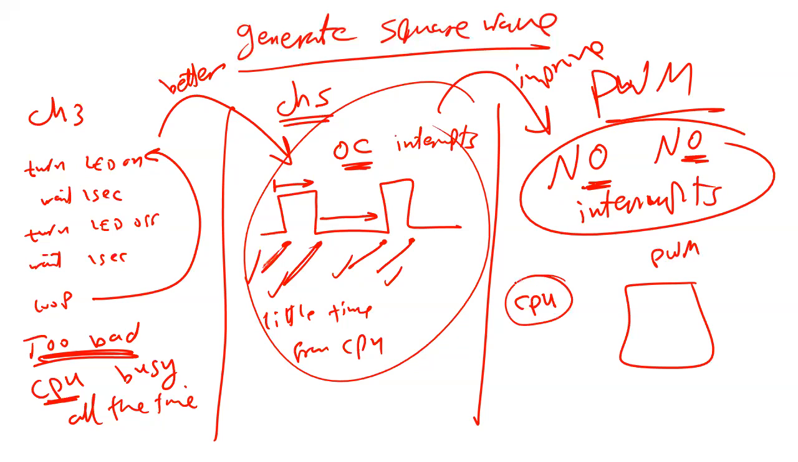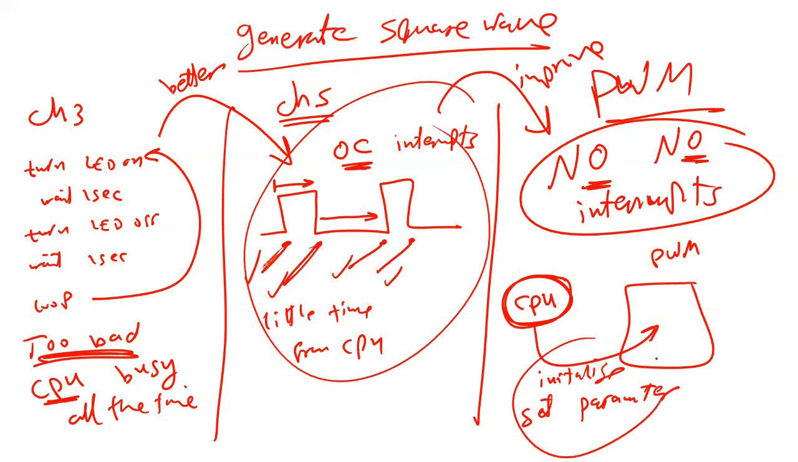All I need from you, my friend CPU, is just to initialize, or set the parameters, set the registers here. Once you initialize, this one is going to generate a square wave forever without involving the CPU anymore. Very interesting. You got the idea?